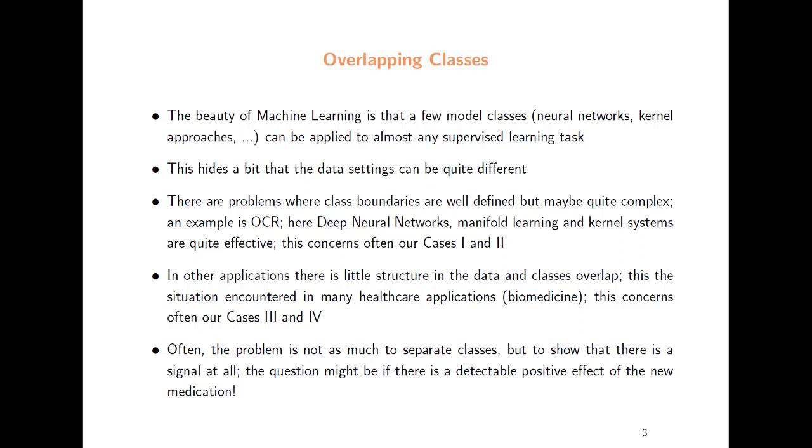So that's not so much the issue of finding a very complicated class boundary. The issue is more: is there a positive effect of the medication and of the treatment, and how large is that effect? So is there a signal at all? Does the medication have a positive effect on the patient in terms of fighting the disease? And maybe then also determining for which subclass of people, which strata, as it's called in healthcare, the medication might have different effectiveness. So maybe age relevant or gender relevant.